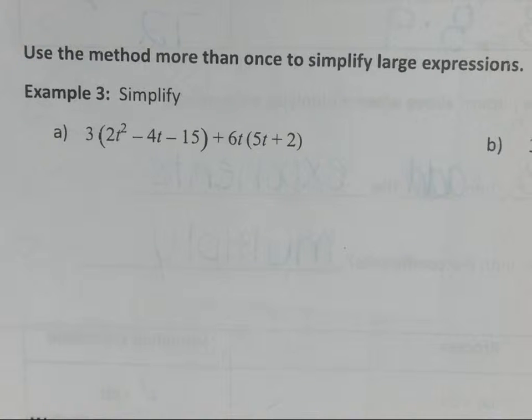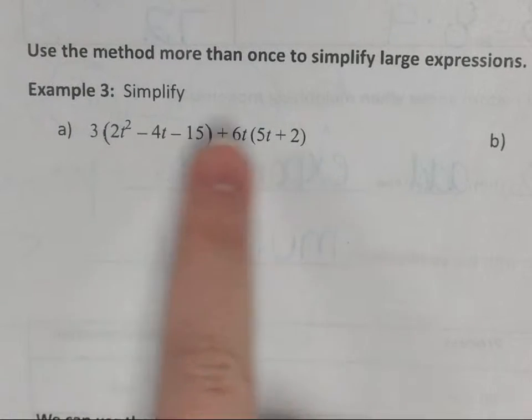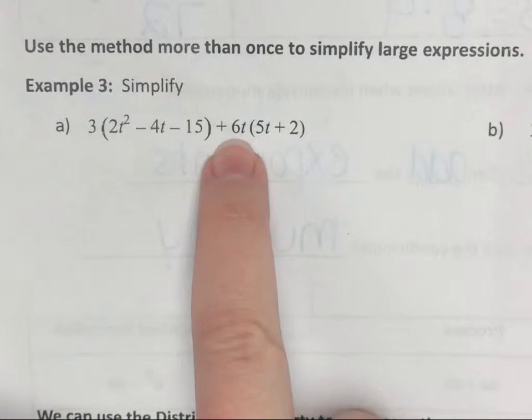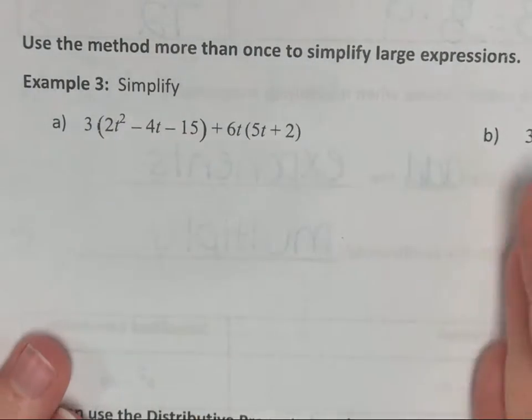What do y'all think? What's going to change? There's just 2 sets of parentheses. Okay. So this one, what's multiplying the trinomial? 3. This one has a binomial, and so you're going to multiply by 6t. Okay, so first we're going to multiply by 3. So we're just going to do our order of operations.